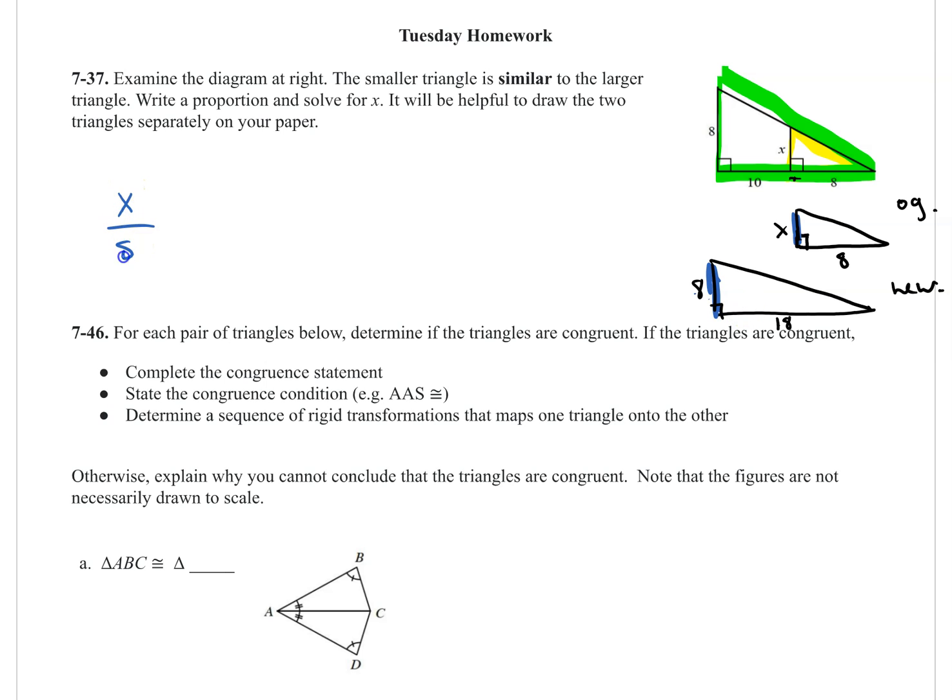So I'll set up a proportion, x over 8. Then we have, on the small triangle, 8 corresponds to 18. So I'll set up another proportion, 8 over 18, and we set them equal to each other. Notice that x and 8 came from the original triangle. Those should both be on top. And 8 and 18 that came from the new triangle. Those should both be on the bottom. Solve for x.